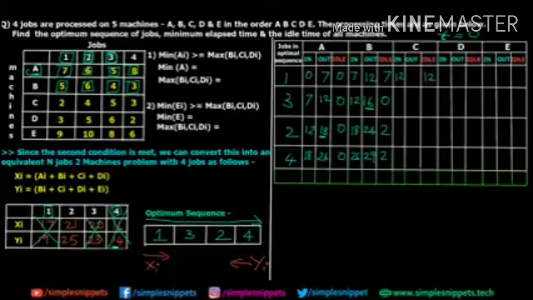Job 1 on machine C takes 2 minutes. So 12 plus 2 is 14. Now again, job 3 is being processed till the 16th minute on machine B. But our machine C has got freed at the 14th minute. So it has to wait for 2 minutes till the 16th minute for job 3 to come on machine C. So that's why 2 minutes of idle time.